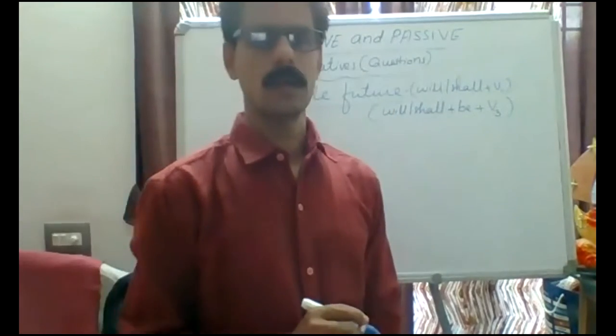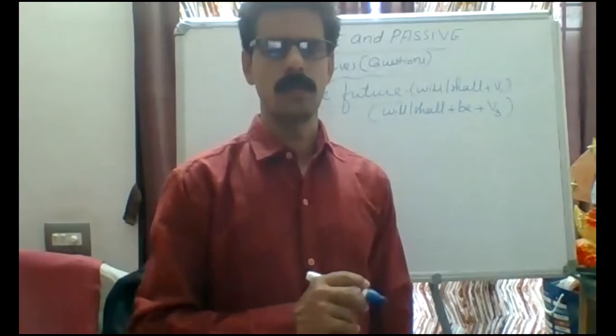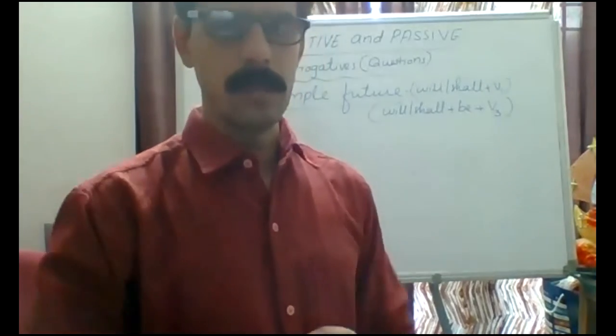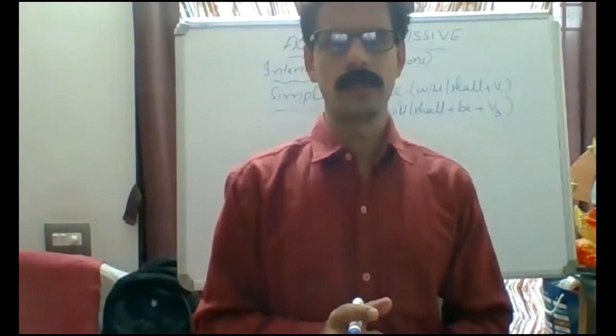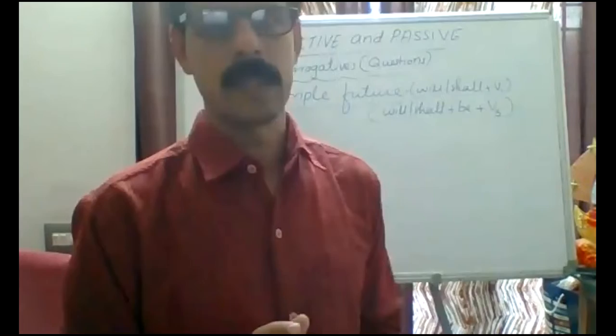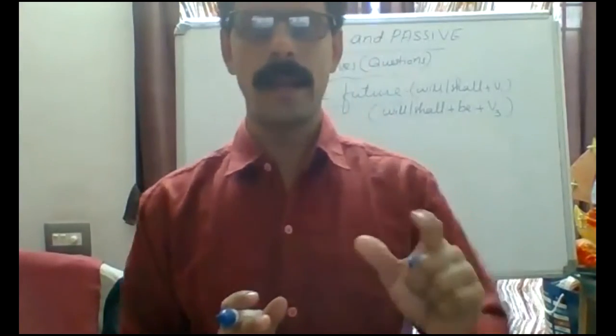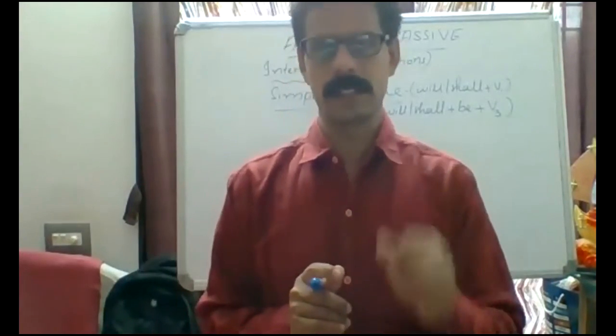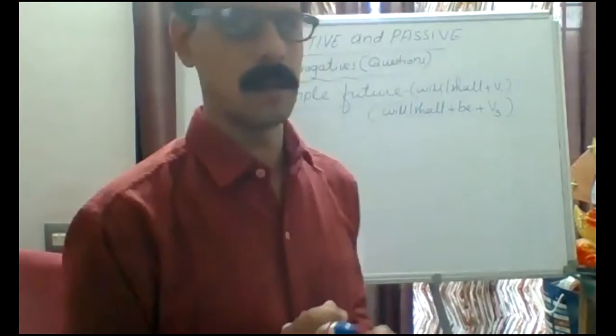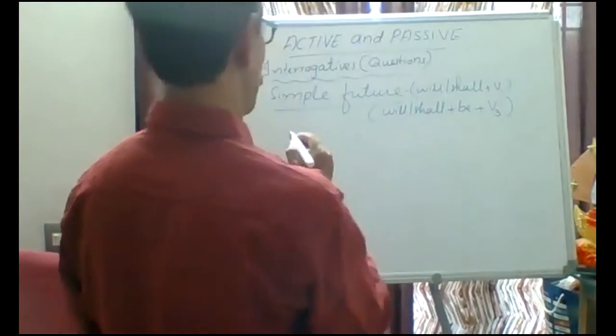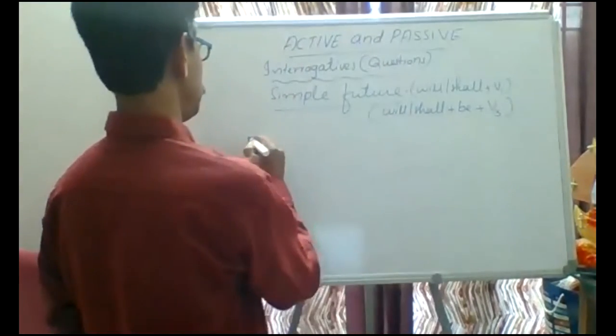The generally used auxiliary verb is will be. Will be is the commonly used verb. So will be plus V3. Shall be plus V3. Shall is generally used with I and we, that is first person singular and plural. Okay? Right. Now let us take a question.